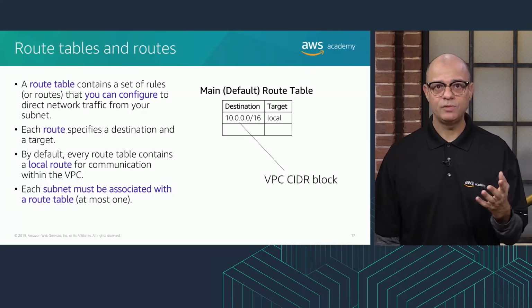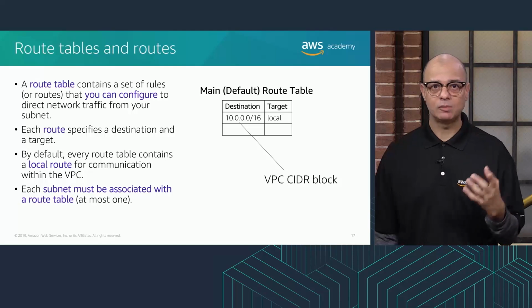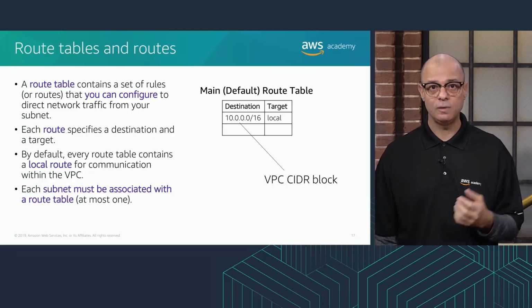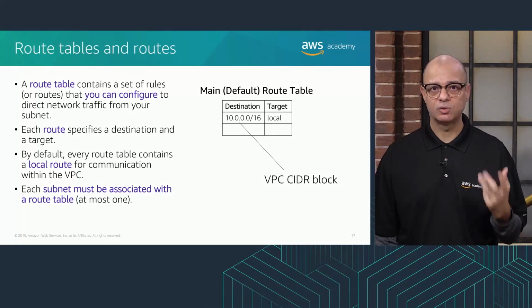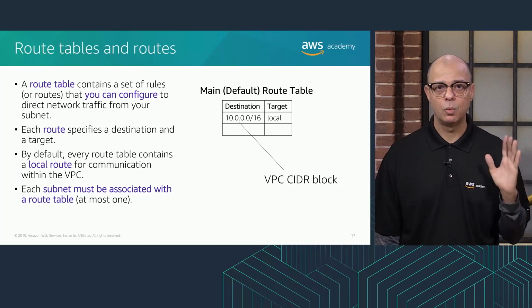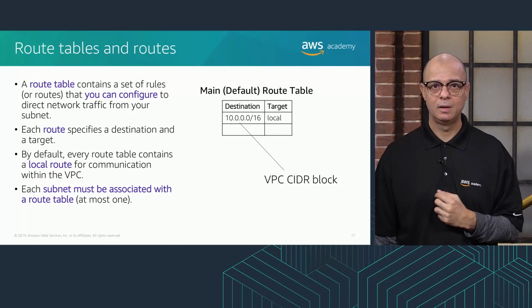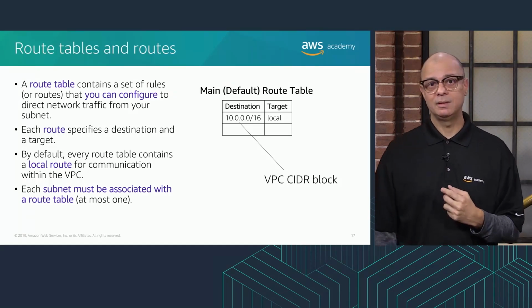Each subnet in your VPC must be associated with a route table. The main route table is the route table that is automatically assigned to your VPC. It controls the routing for all subnets that are not explicitly associated with a custom route table. A subnet can be associated with only one route table at a time, but you can associate multiple subnets to the same route table. That means that the mapping between subnets and route table is a one-to-one mapping, despite the fact that you can use the route table for multiple subnets.